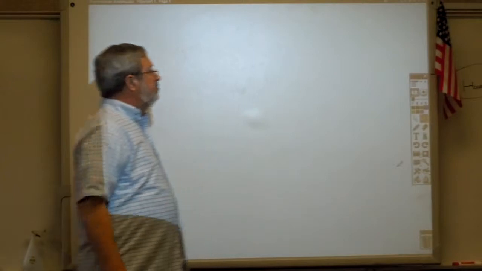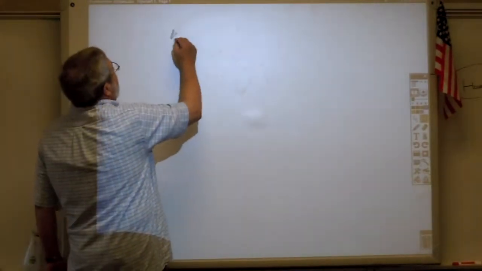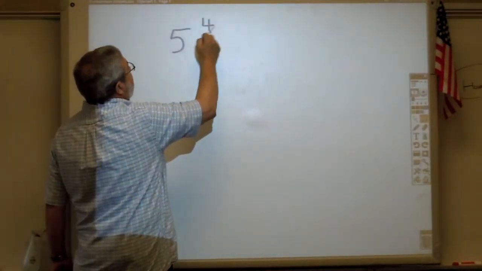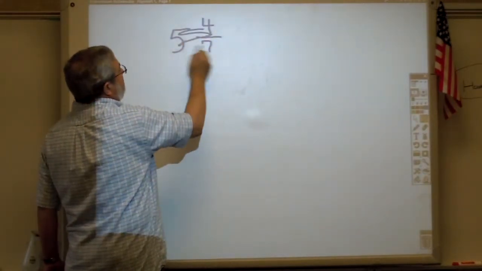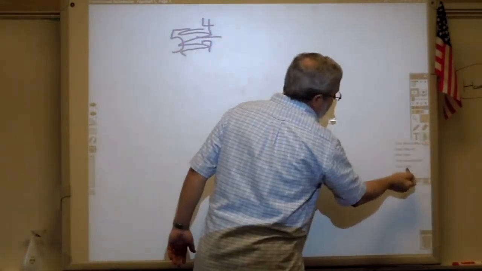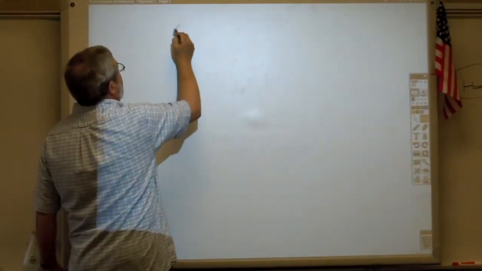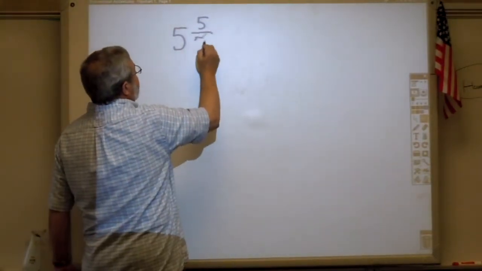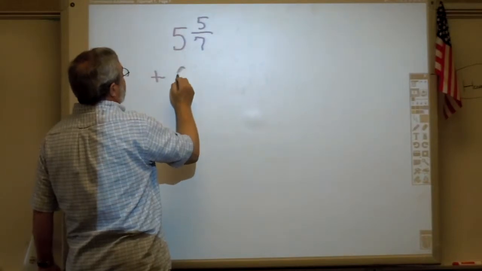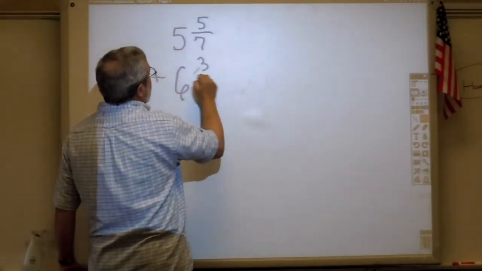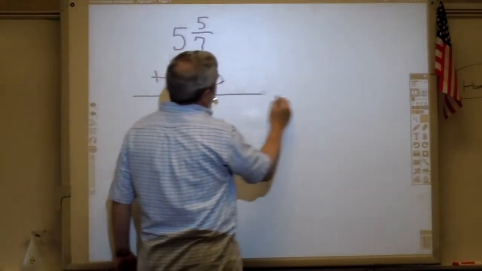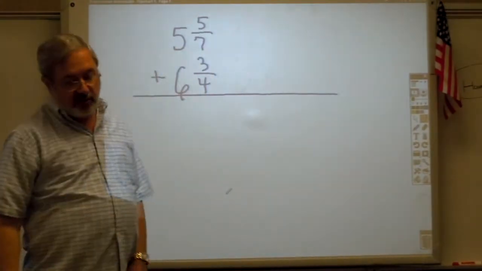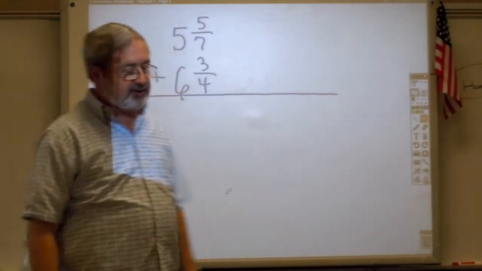Okay, one more on this one to close it out. So I'll just scratch that one. Not the one I meant to put up, sorry. That's 5 and 5/7 plus 6 and 3/4. Write that one down, work it out. Pause, come back in and let's check it.